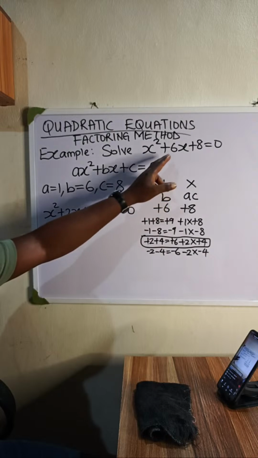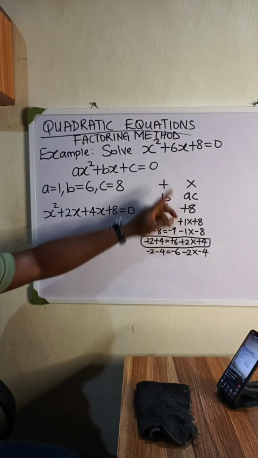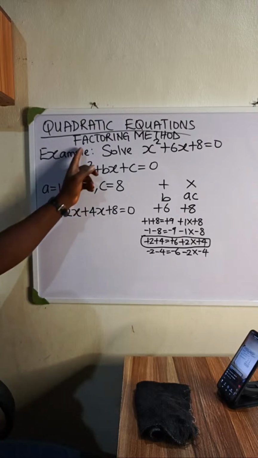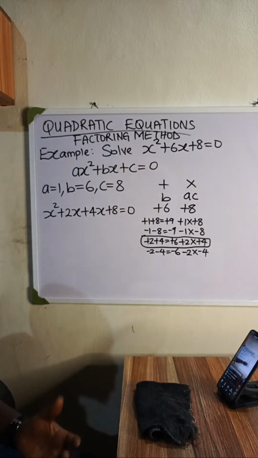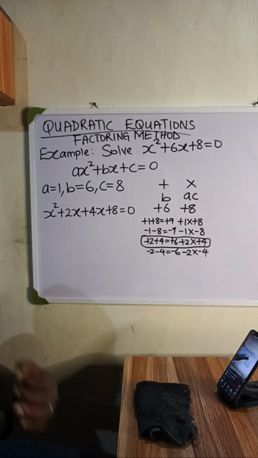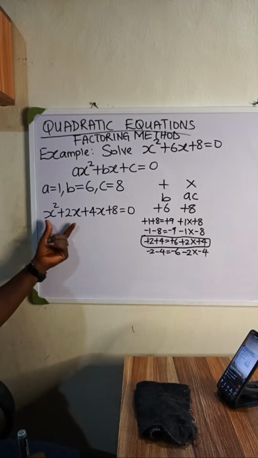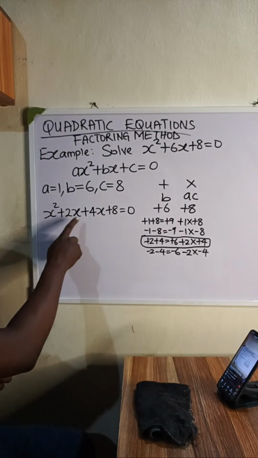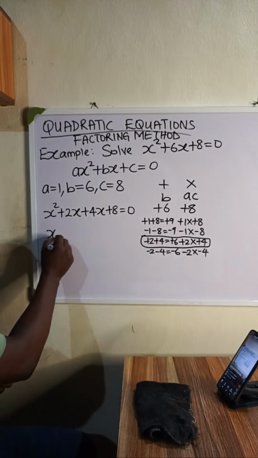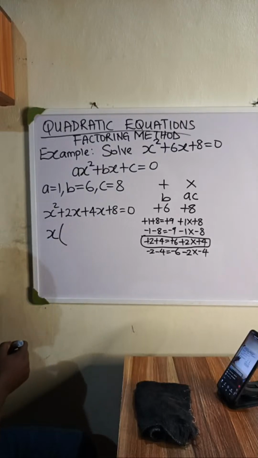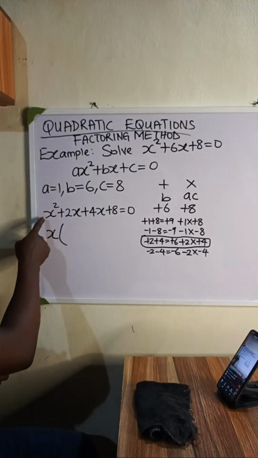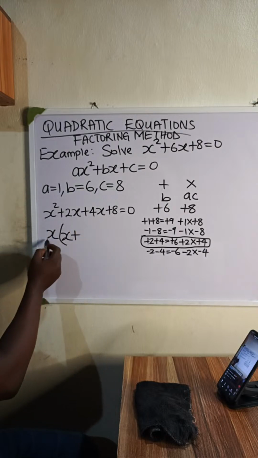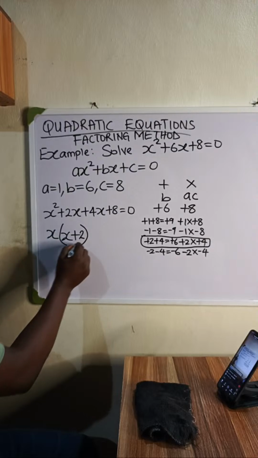Our target of going through all these was to convert this to this so that we can factorize by grouping. Remember, the method is factoring method. So now we can look at these two and factorize them together. Between x squared and plus 2x, what is common is x. Then we open the bracket. X squared divided by x will give us x, plus 2x divided by x will give us 2.